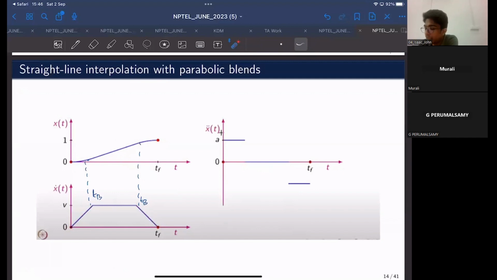And if you again take the derivative of the velocity profile, you will have accelerations. So this would correspond to a constant acceleration that is labeled by this segment. And this would also correspond to a negative acceleration that corresponds to this segment. And constant velocity would correspond to zero acceleration. Velocity is constant; if you take a derivative, you will have zero. So this is how the profile of acceleration would look with parabolic blends.